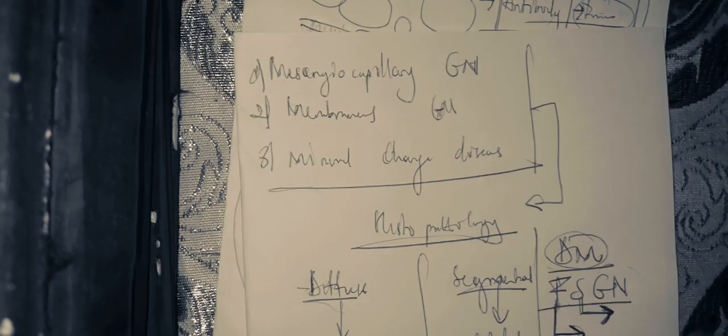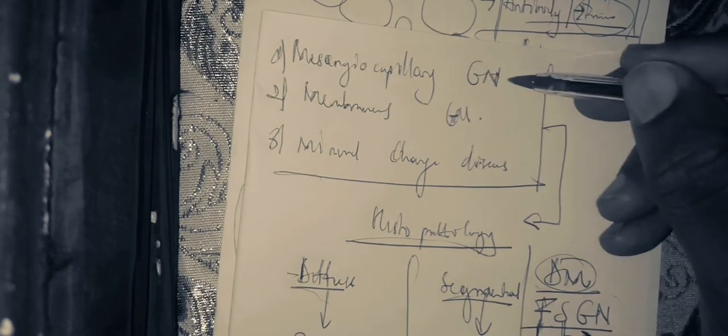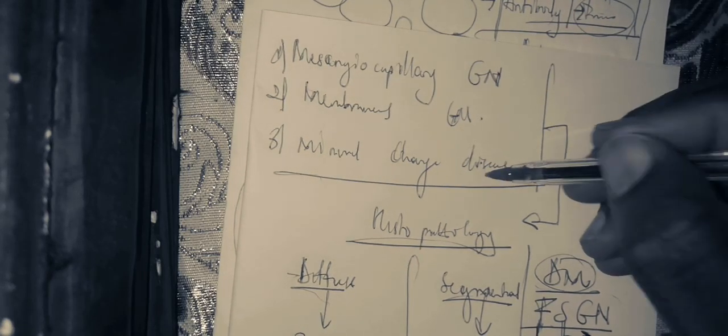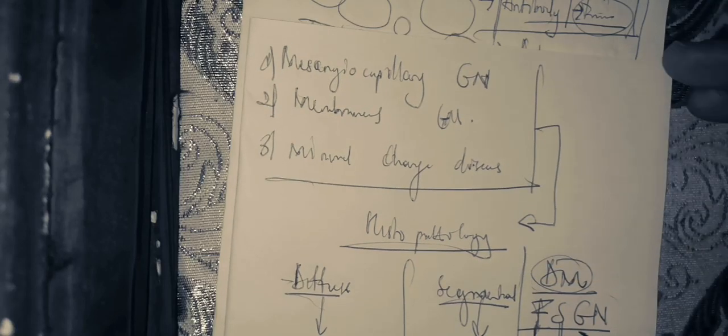So actually, these are the three major primary glomerular diseases. Is it clear? And now, when you understand the three major primary glomerular diseases, I want to bring you now to the glomerular syndromes. Is it clear?